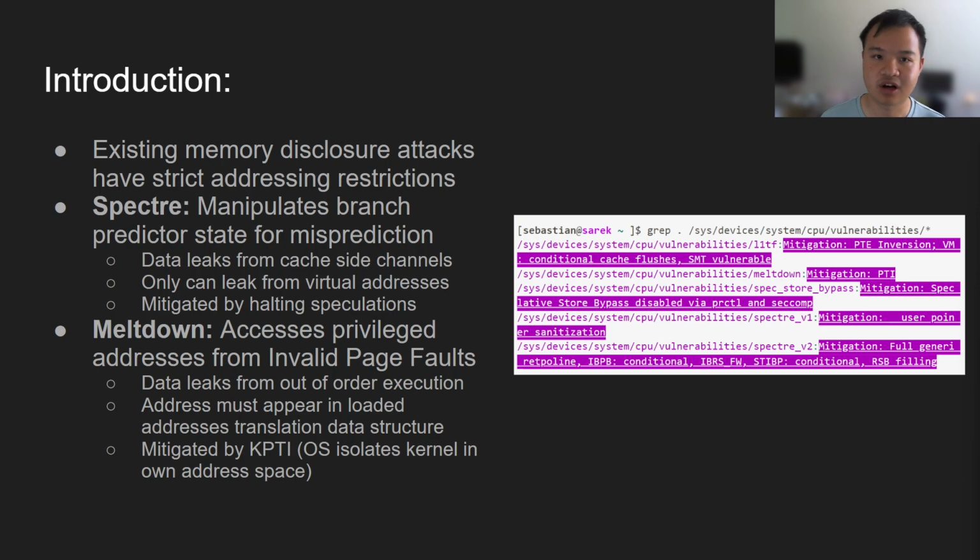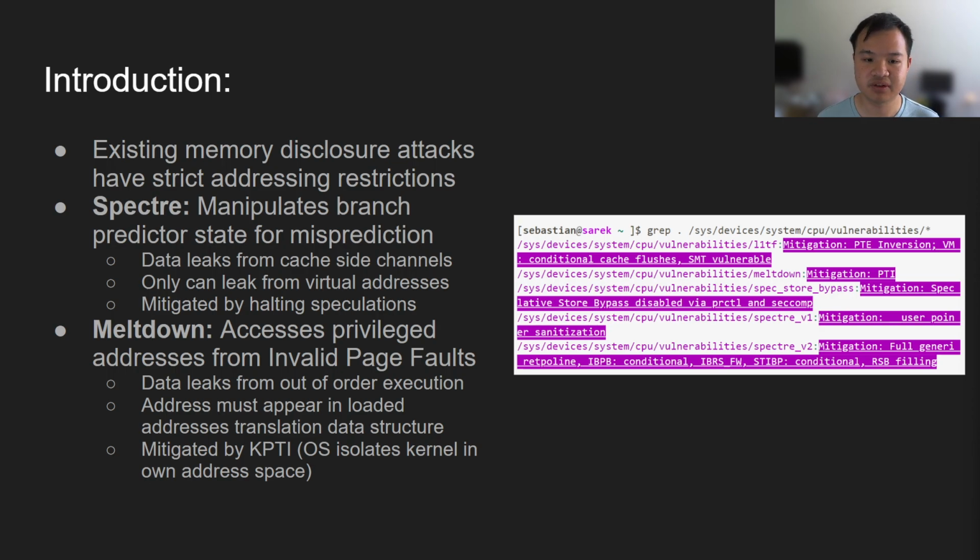The second type of common memory disclosure attack is called Meltdown, and basically it accesses privileged addresses through invalid page faults. How it works is that the attacker keeps trying to access this privileged address, and over time, as you keep accessing it, eventually the CPU will reach an error. And before handling that error, the CPU will inevitably expose that data during the out-of-order execution stage, and this can be exploited by the attacker to leak the data.